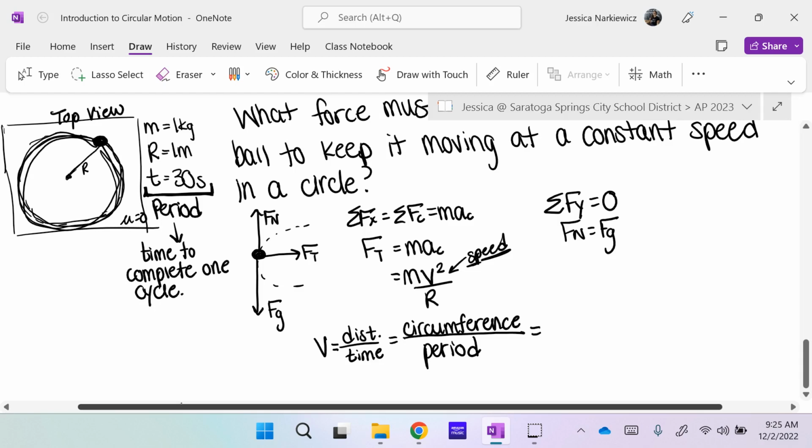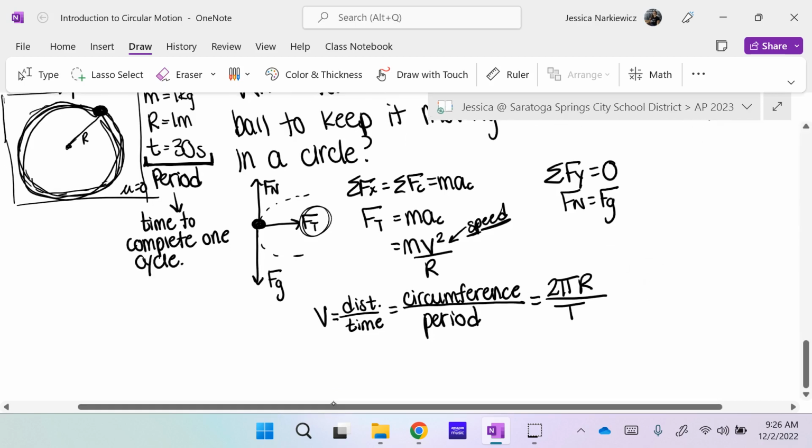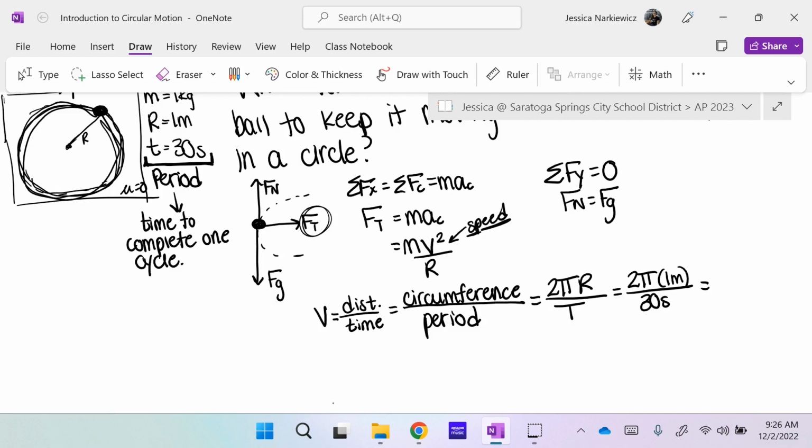Well, how do I find circumference? I have to do 2 pi r, 2 pi times the radius, over the period, and period is represented with a capital T, which is why I usually get in the habit of writing my tensions as an F_T and not just a T. All right, so this speed has got to be 2 pi times 1 meter over 30 seconds. So I can do that in my calculator. 2 pi times 1 over 30 gives me 0.21. And it's a speed, so still in meters per second.